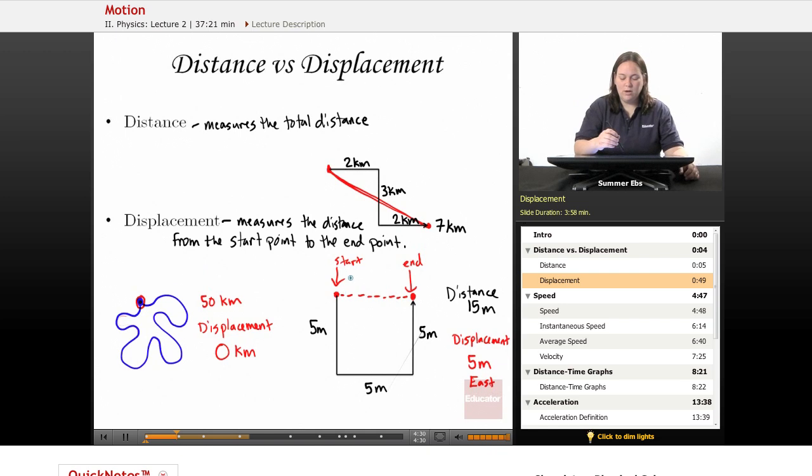Whereas where that turtle was walking from the start to the end, it did end up in a different spot. So you were able to measure the displacement, and of course, give your displacement a direction. You need to include a direction in the label for displacement.